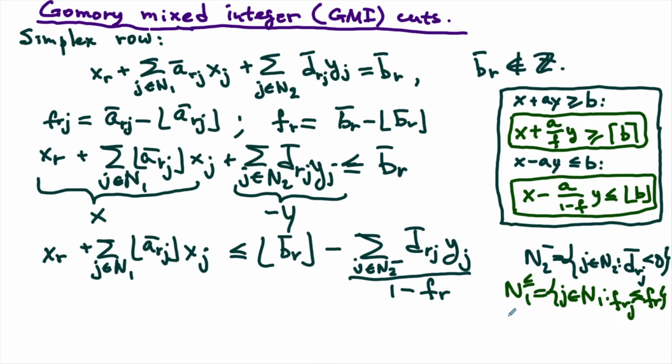And then N1 greater will be the set of j's in N1 such that frj is strictly greater than fr. So these are the coefficients with relatively large fractional parts, and these are the coefficients that we are going to use in a way we are using the continuous variables here in our equation.